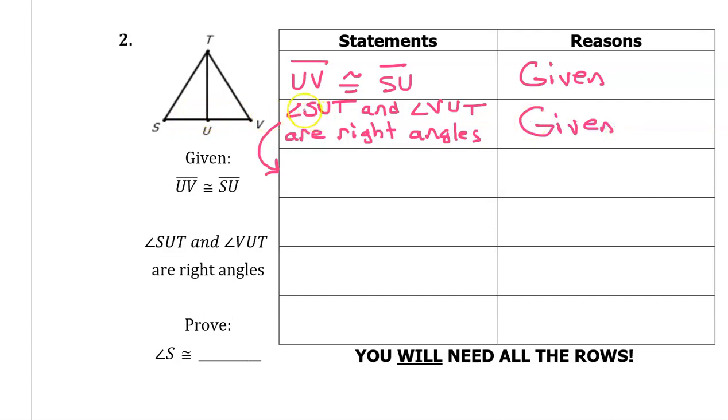And we can mark this in the picture. In fact, I forgot to mark that segment UV is congruent to segment SU. And now let's mark that angle SUT is a right angle, and so is angle VUT. So how can I turn this into a congruence statement? Well, I can simply say that angle SUT is congruent to angle VUT. That makes sense because all right angles are congruent. And in fact, that's the reason. We can just say right angles are congruent.